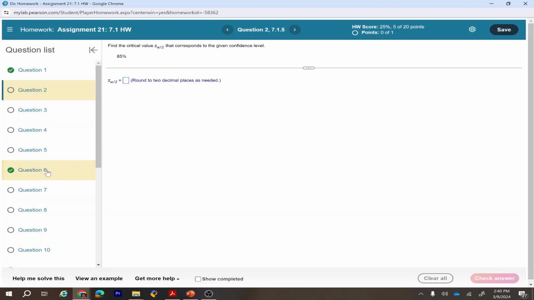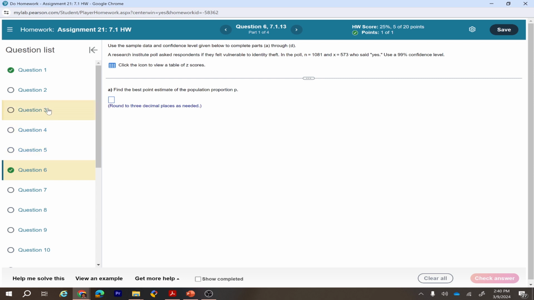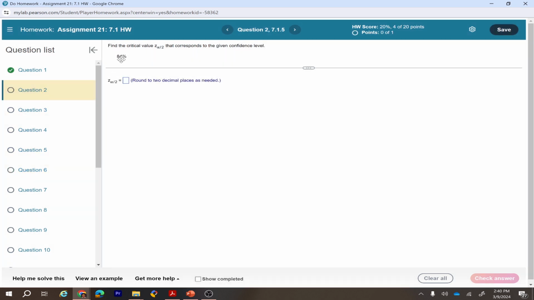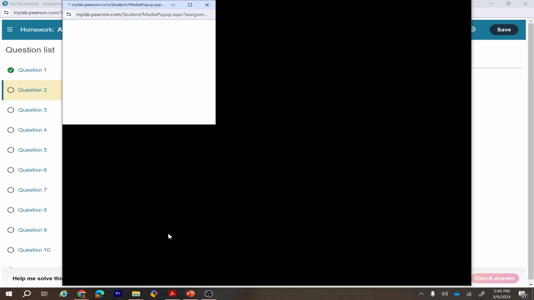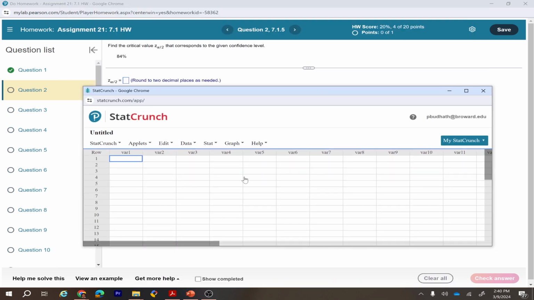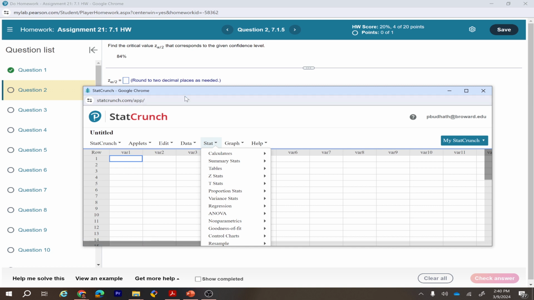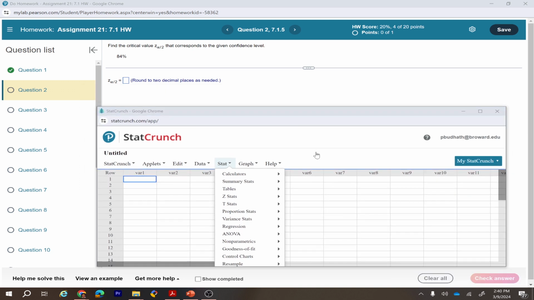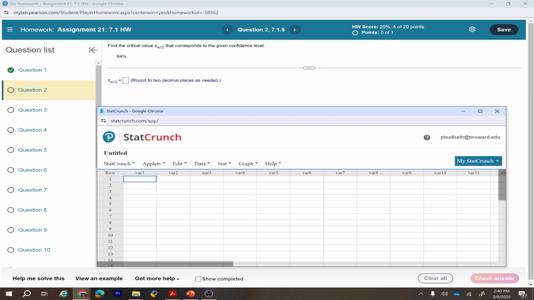Okay, let's do question number 2. Find the critical value z alpha over 2 for this confidence level. Keep in mind, you can find this critical value by going to StatCrunch. Remember the critical value is to the right side of this z-score, and the area is alpha over 2. Remember, alpha is 16%, so alpha over 2 means 8%.